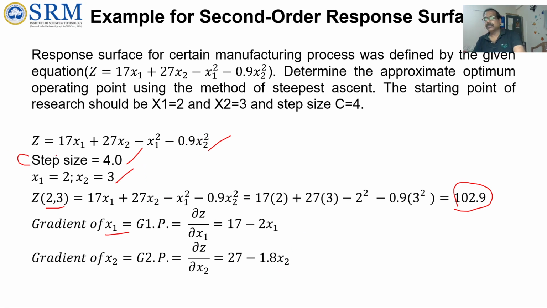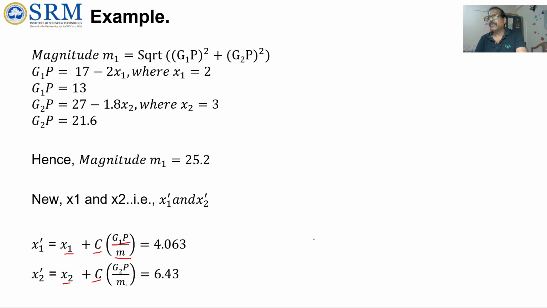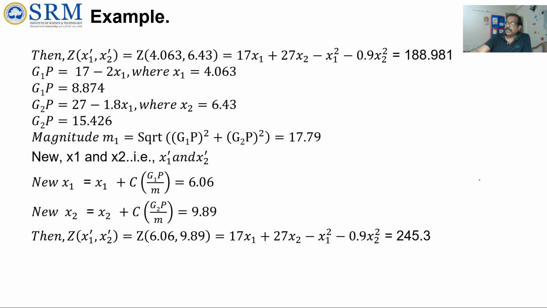Once we know the gp1 value, in this we need to substitute the x1 value and x2 value. gp1 is 13, gp2 is 21.6. The square root of the sum of squares of these will give the magnitude. Substituting this magnitude and gp1 value, we will get new coordinates for x1 and x2. Then we substitute this x1 x2 in the original equation and find the yield response value. Has the response value increased or decreased? Increased. So there is still room for improvement.